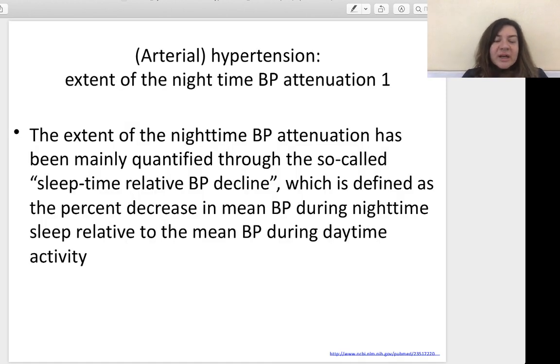The extent of nighttime blood pressure attenuation has been mainly quantified through the so-called sleep time relative blood pressure decline. It is defined as a percent decrease in mean blood pressure during nighttime sleep relative to mean blood pressure during daytime activity.